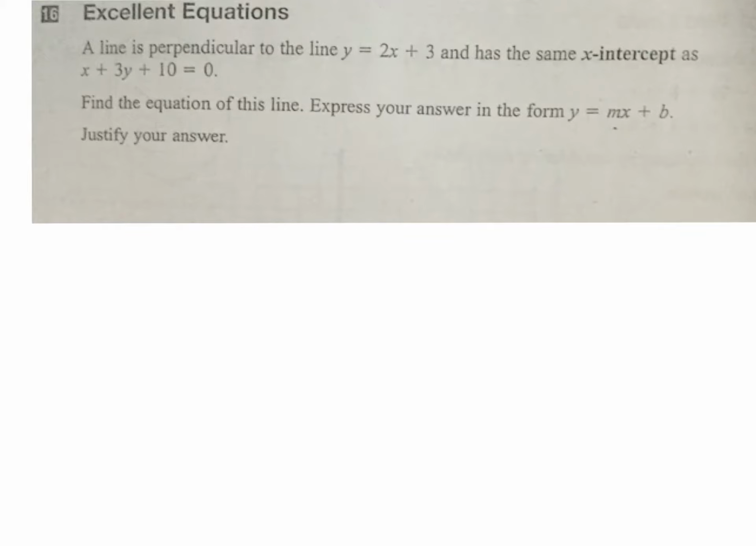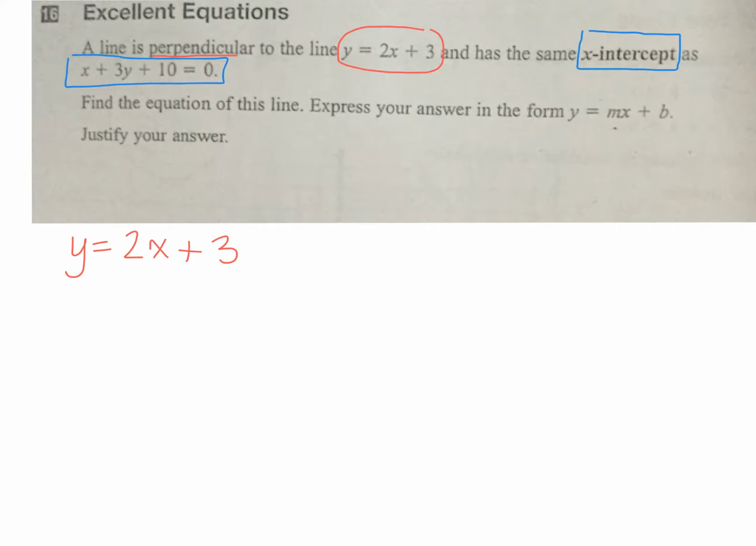We're told that a line is perpendicular to this line, and it has the same x-intercept as this line. Okay, so let's do the first part. If it's perpendicular to y equals 2x plus 3, what do you know about the equation of your new line? If you know it's perpendicular to that line, what information do you know?